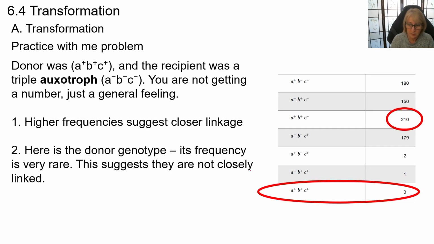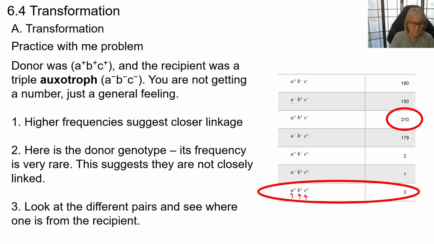Here is the donor type. This is what came from the one that gave the DNA in the solution. Its frequency is very, very rare. This actually suggests that A, B, and C are not really closely linked to each other. A and B to me look like they are closely linked. A and B positive stay together at really high rates, but C seems to be much further away on the chromosome. A and B negatives stay together at really high rates.